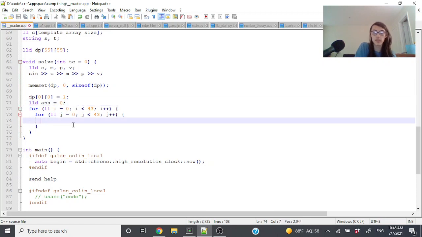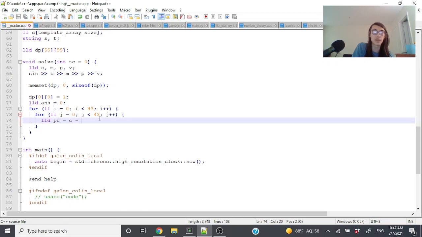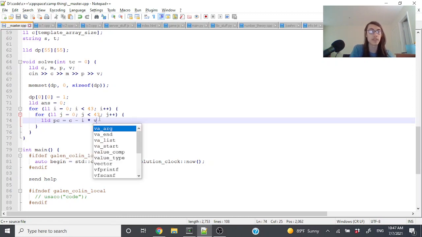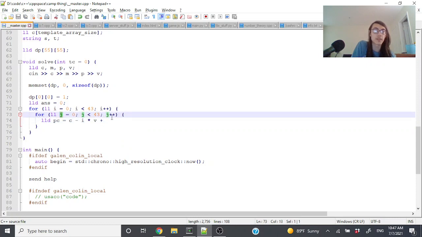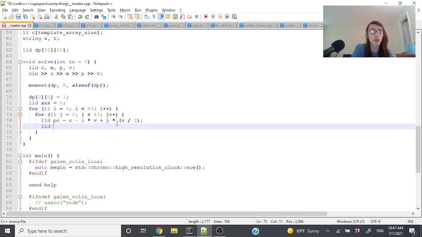So there are 3 things that can happen. So we can take C. Well, actually, let's just find the probabilities of the dp. So the new probability of C is the old probability of C minus the number of times we've drawn this item, minus i times V, and then maybe we get some back from drawing the other item. So plus j times V over 2. For PM, it's the same thing. M minus j times V, that's the amount of probability we lose. And then we get some back from taking i.